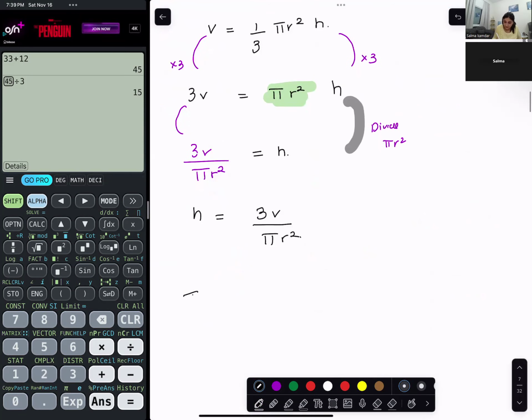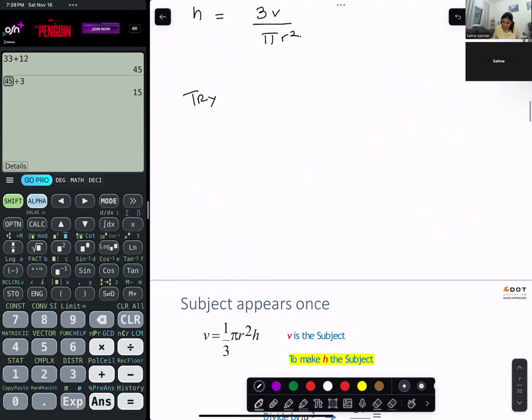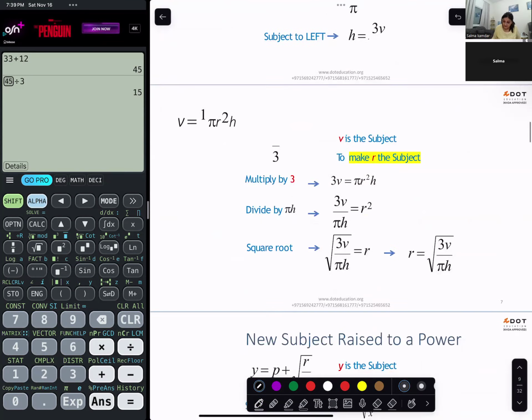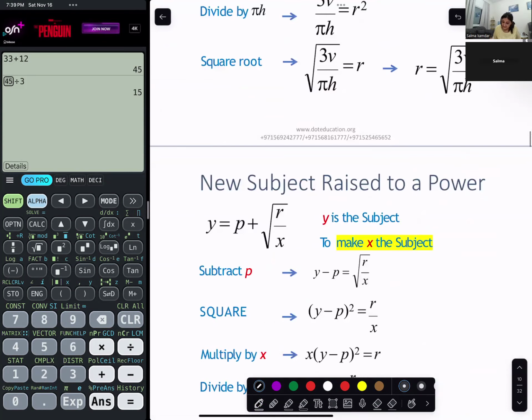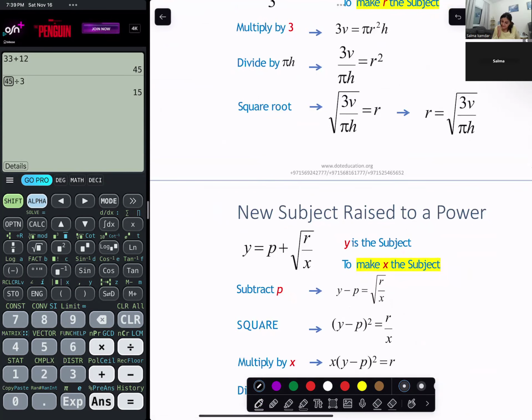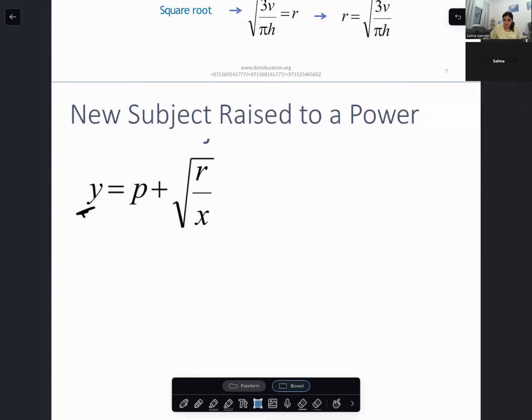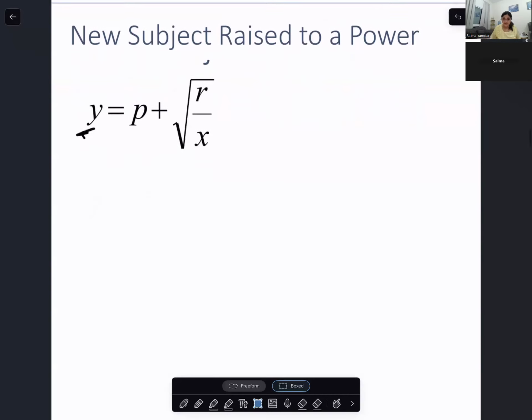Now one sum for you to try. Okay, try this sum and make y the subject over here. Make x the subject. Now, if you see, this is a subject raised to the power. What is our subject over here? Our subject over here is y. And what do you want as a subject? You want to make x the subject. That means x should be shifted to the left.